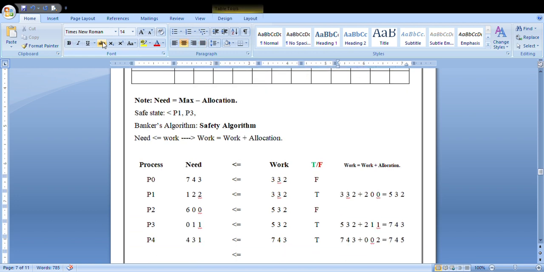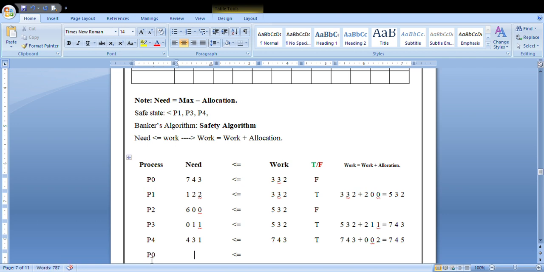Once you're done with all the processes, you have to check how many processes enter your safe sequence, or how many processes satisfy the condition. Your P0 process becomes fail. You have to repeat the process until the process enters the safe sequence. So once again you have to do it for P0 process.